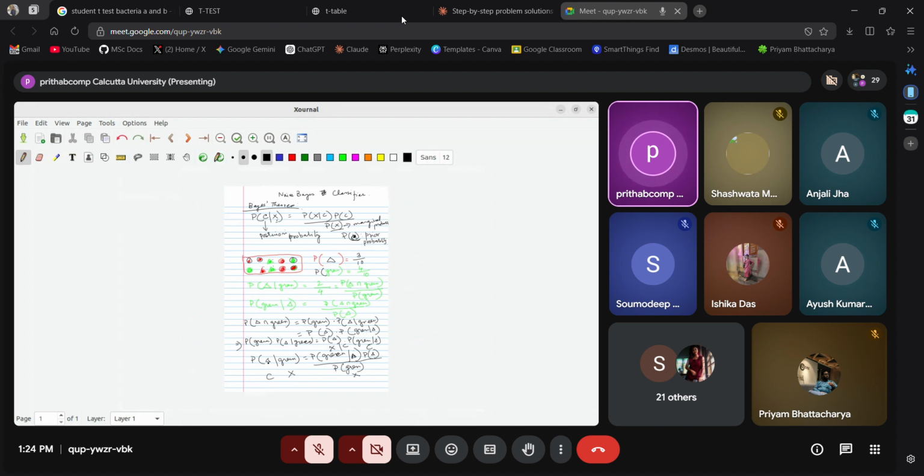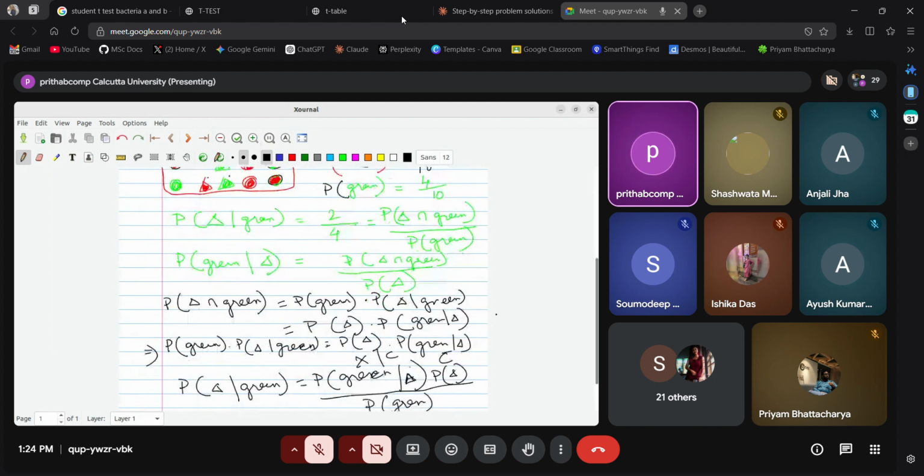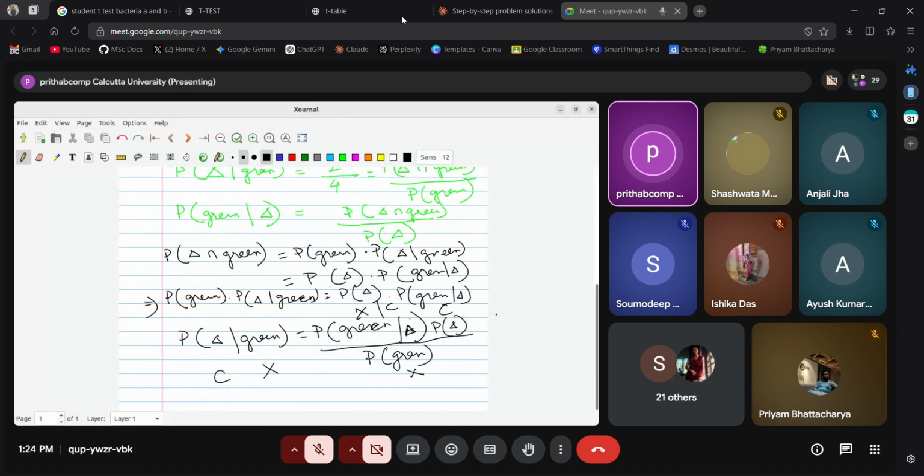So this delta, triangle is C, green is X. So you can just find the similarity with this: probability of X given C, probability of C divided by probability of X. So this is Bayes theorem, right? Now, how will we be using it for classification? Let's see.